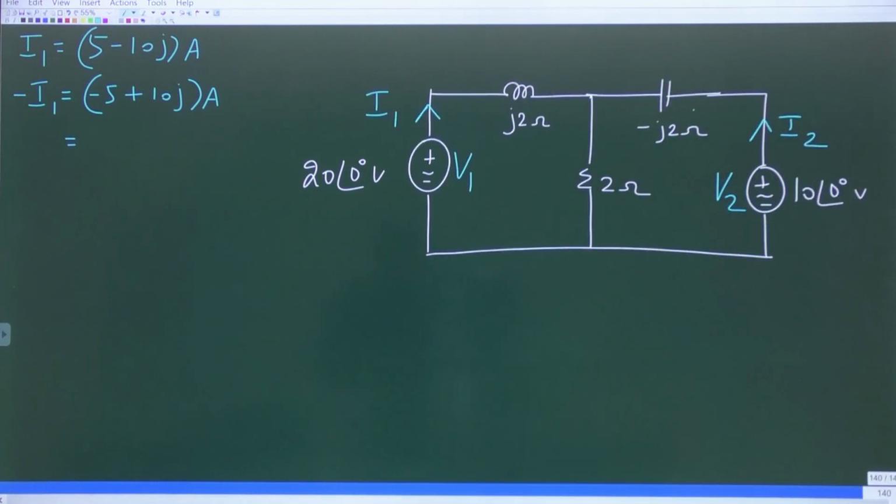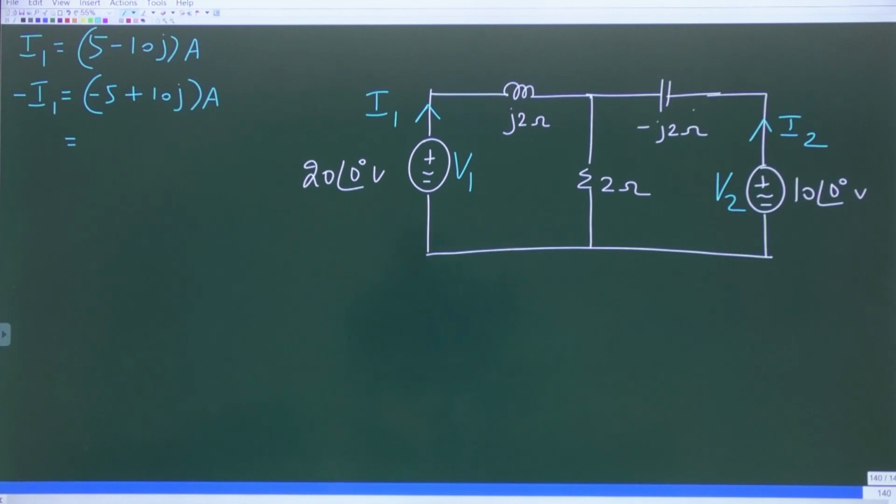Are you sure about the angle? Minus 5 plus 10J, would it not lie in the third quadrant? Minus 5 plus 10J will lie in what? Second quadrant, sorry. And in the second quadrant, the angle should lie between 90 and 180. So whatever angle you are saying, 116.56, that must be correct.